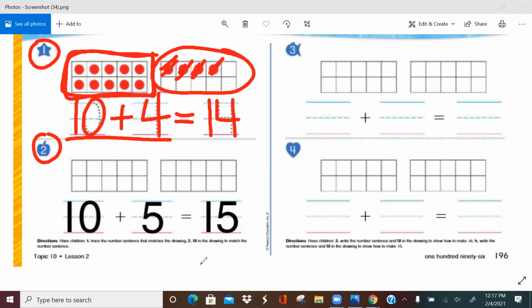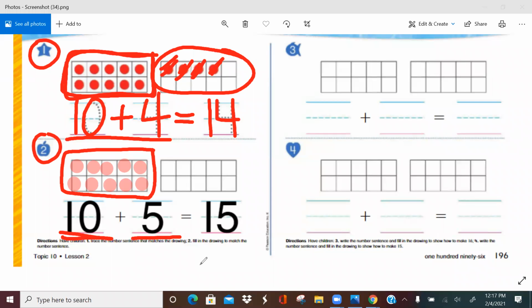All right, number 2. Fill in the drawing to match the number sentence. So now we're going to look at our number sentence and we are going to fill in the drawing. So if this says 10, what do we do up here? We fill it in, right? 1, 2, 3, 4, 5, 6, 7, 8, 9, 10. We don't even have to count that because we know if we fill in the 10 frame, there's 10.